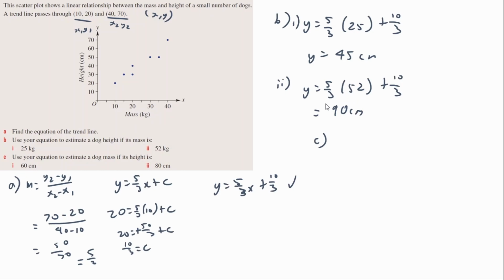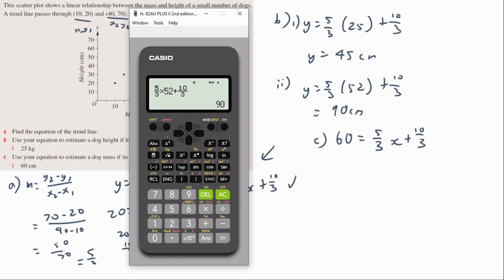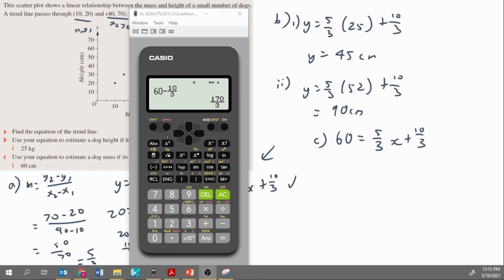Now moving to part C, going the other way, we're predicting the mass this time, once given the height. So the height is 60 centimeters, so that means y is going to be 60. And I'll just put in the rest of the equation. I got that from here. We're trying to find out what x is this time. So starting off by subtracting 10 over 3 from both sides, because I want x by itself. And that's what you should have in the calculator.